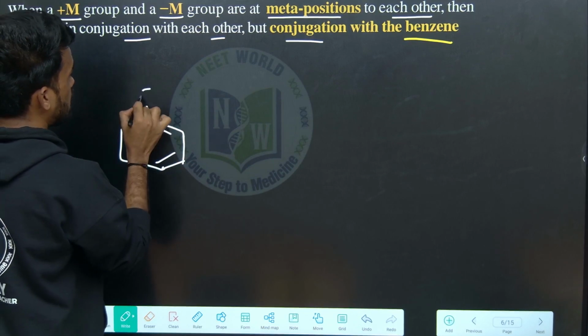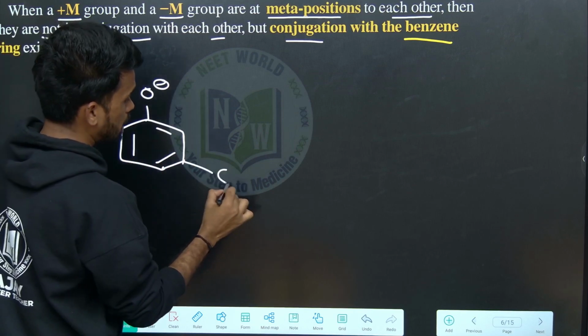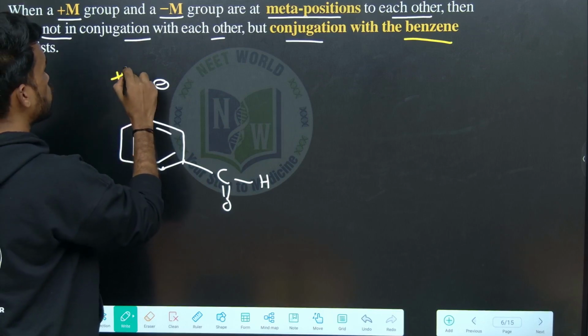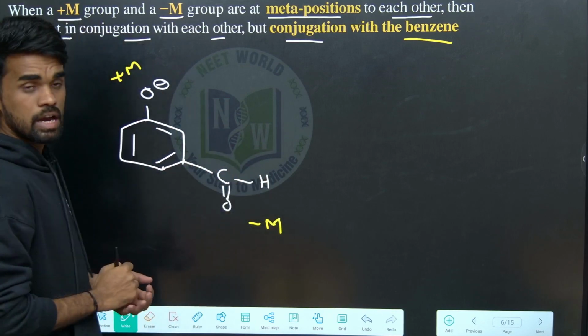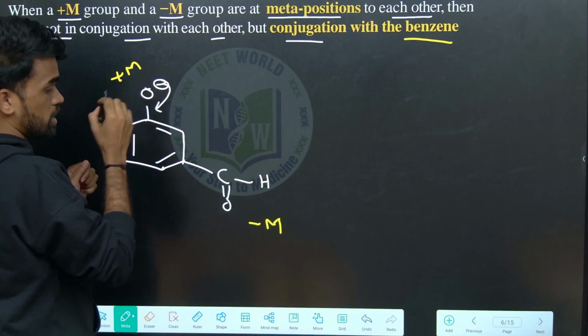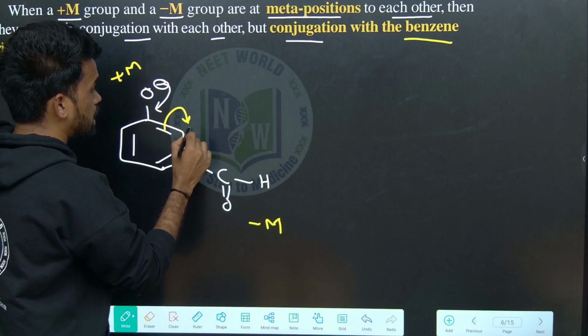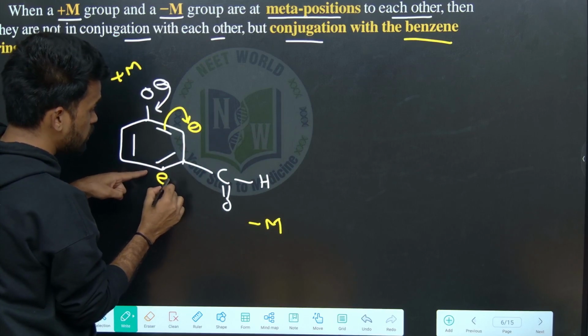So let us say here we have O minus. Now here we have some aldehyde group, let us consider. So this is plus M group, and what about this group? This is minus M group. Now tell me, I told you that when these electrons are in conjugation or involved in the resonance, the negative charge can be seen at ortho position with respect to this group and para position with respect to this group.